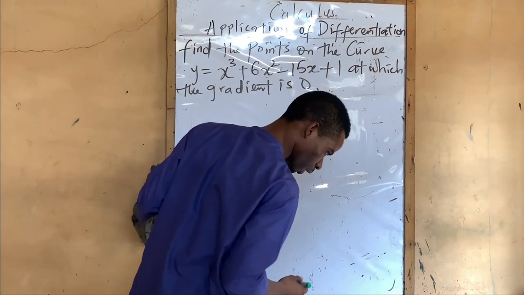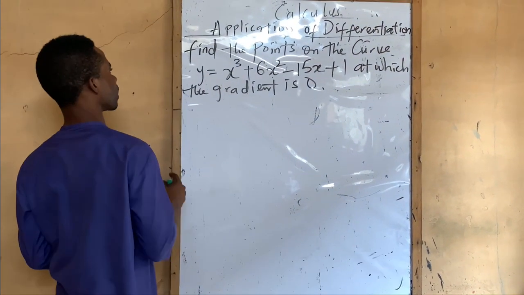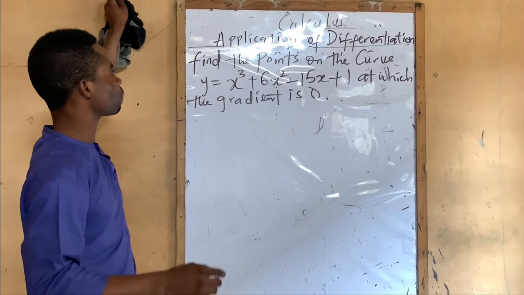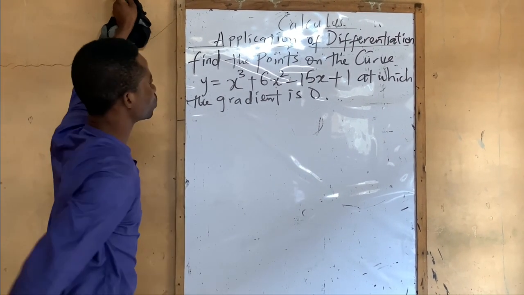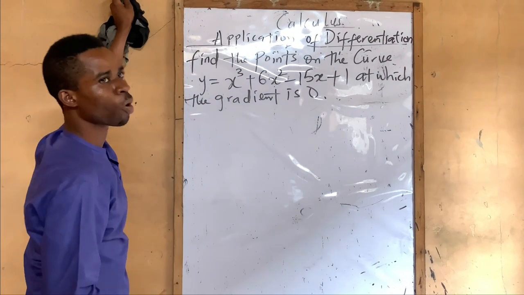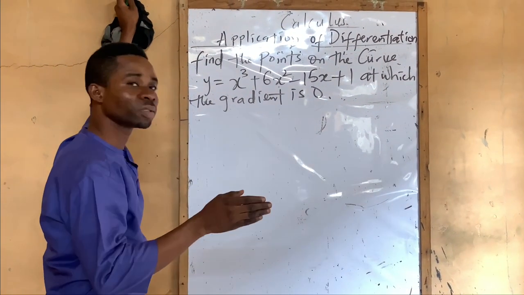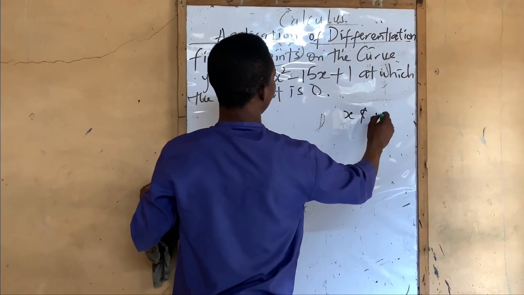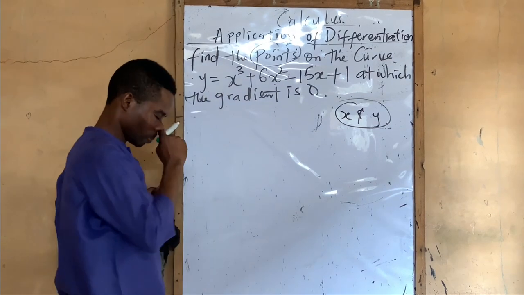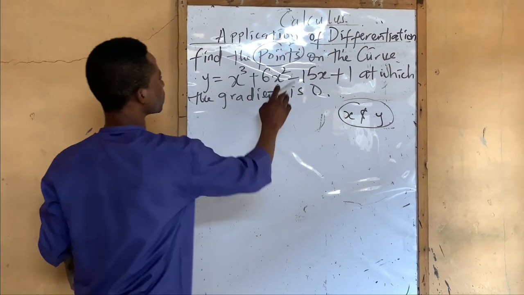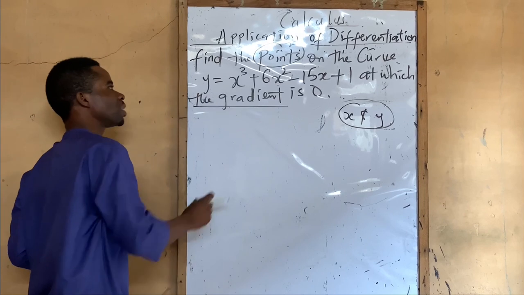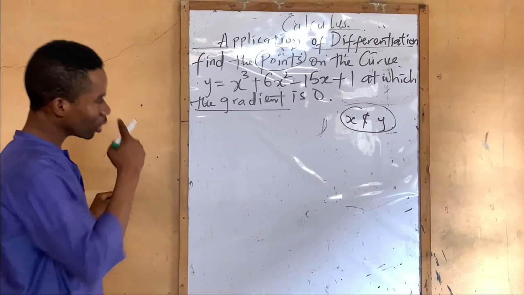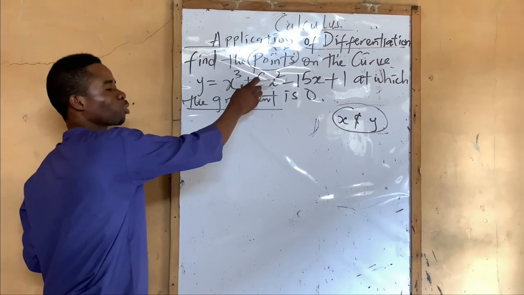According to the options that are here, we're going to be working towards the options. It says find the point on the curve where y equals this, at which the gradient is 0. When you hear the word point, that means it is (x, y). That point is talking about the x and y on the curve. Now, at which the gradient is 0. That means they ask us to find the gradient, and they say that when we find the gradient, it will equal 0. And what is the gradient? It means differentiation.